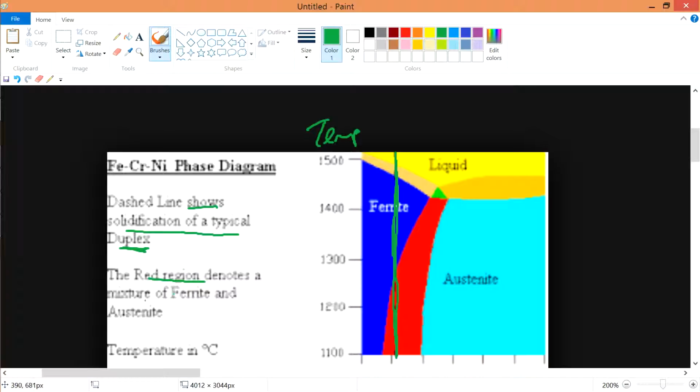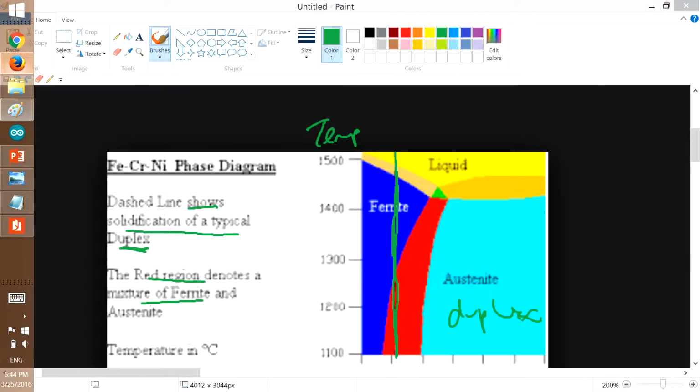The region denotes a mixture of ferrite and austenite. This is the region, and temperature in degrees Celsius. So this red color one is the one that is in between. This red color is somewhat the duplex, which, if I'm not wrong, has ferrite and austenite. The duplex has ferrite and austenite.